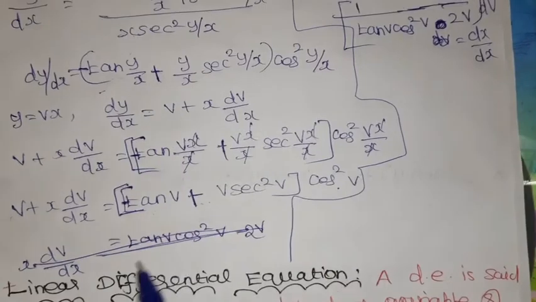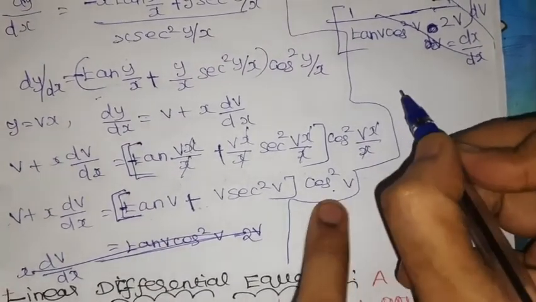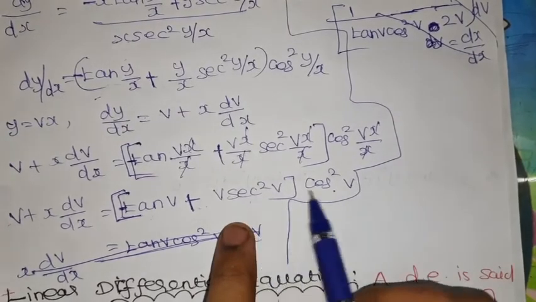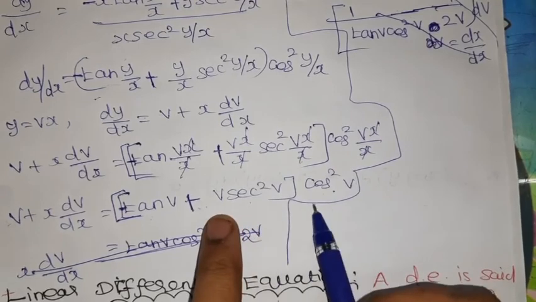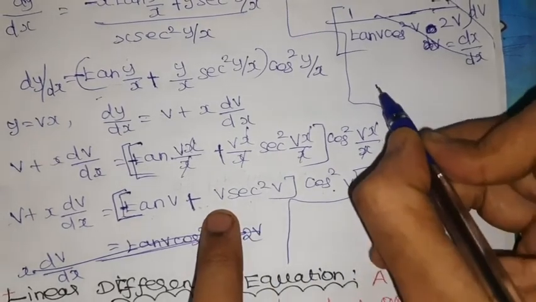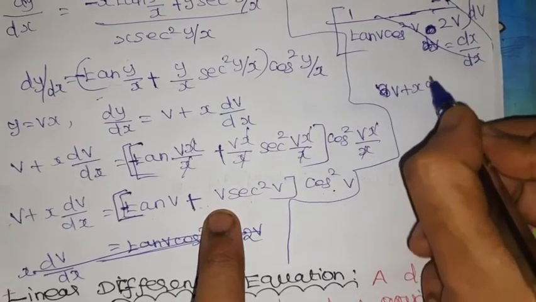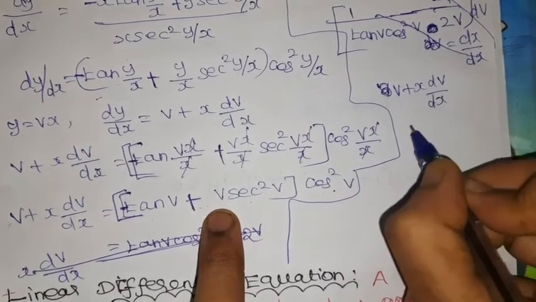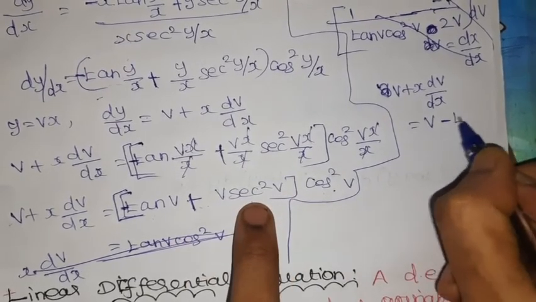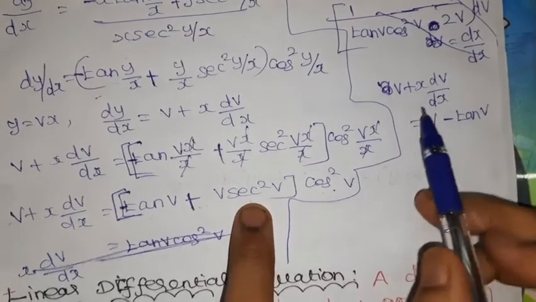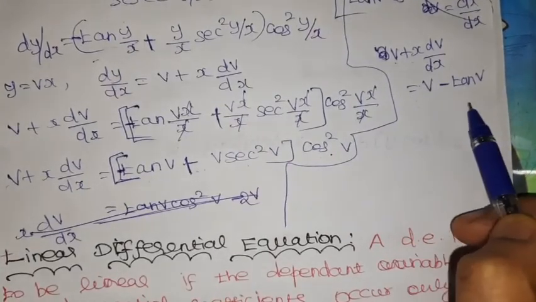By multiplying inside, what will we get? Minus tan v cos squared v. See here, secant squared v and cos squared v are reciprocal to each other, so this and this will get cancelled. So v plus x dv by dx equal to, on the RHS, this and this get cancelled, v minus tan v. So v plus x dv by dx equal to v minus tan v.